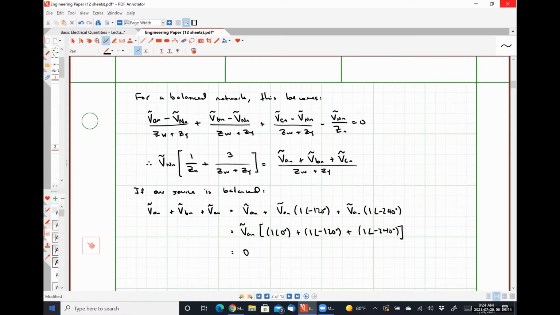Yeah, for some reason you're so terribly quiet, and I think it's my computer, not you. I don't know. So what I'm saying is that if this numerator here is equal to 0, the only way the right-hand side can equal the left-hand side is if VNn is 0 as well, right?